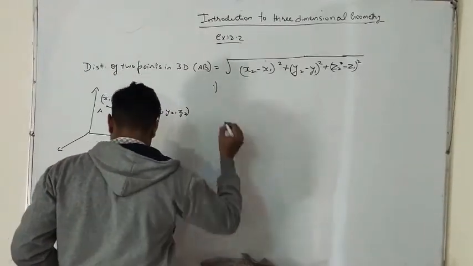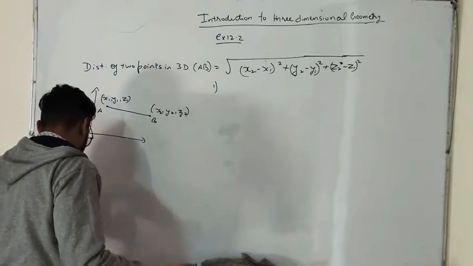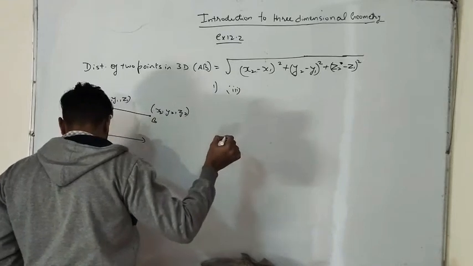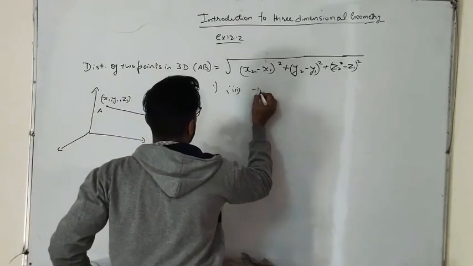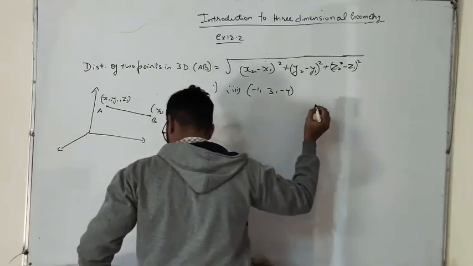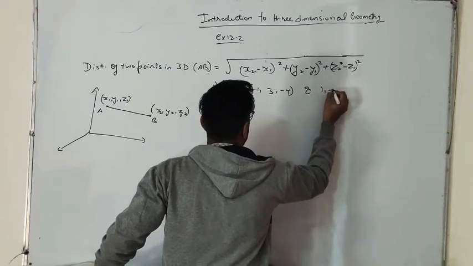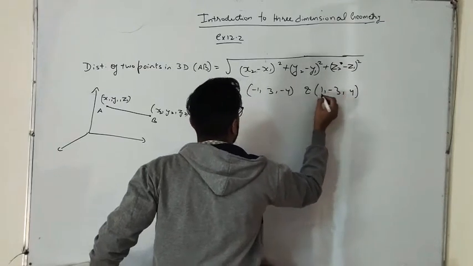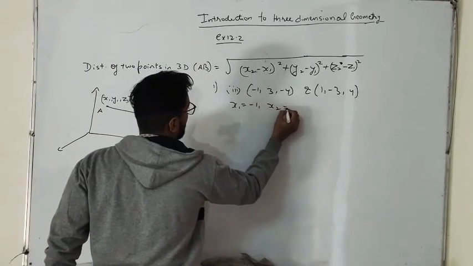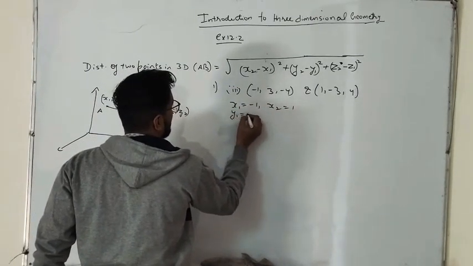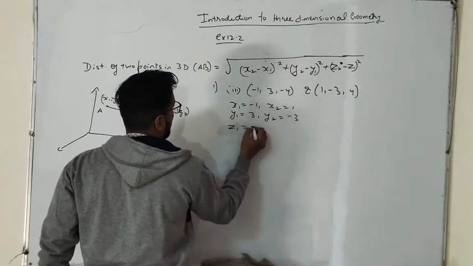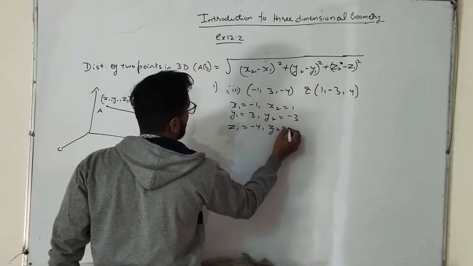Exercise 12.2, question number 1. I'll do any one part, and the remaining parts you can easily do, as simple calculation is involved. Find the distance between the following pairs of points: (-1, 3, -4) and (1, -3, 4). So here x1 is -1, x2 is 1, y1 is 3, y2 is -3, z1 is -4, z2 is 4.